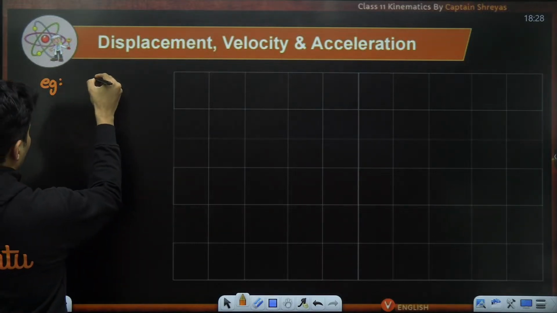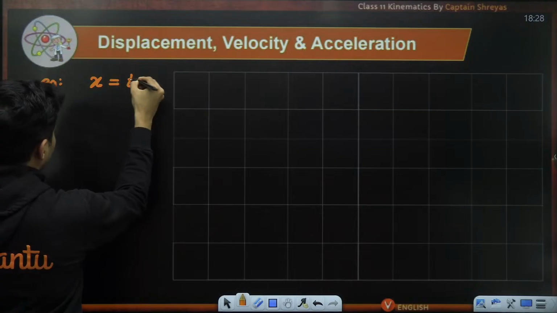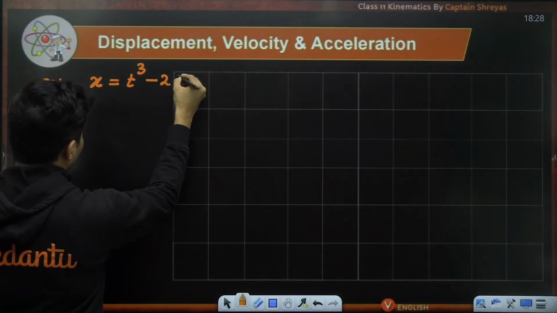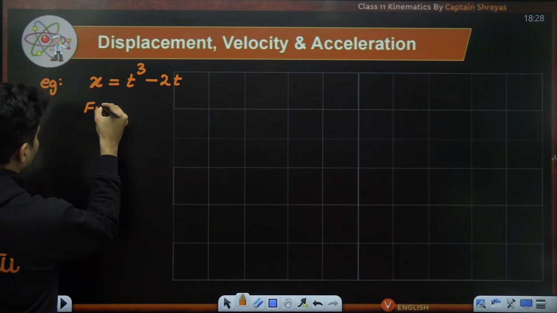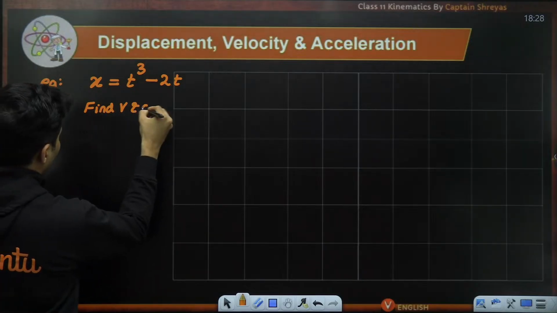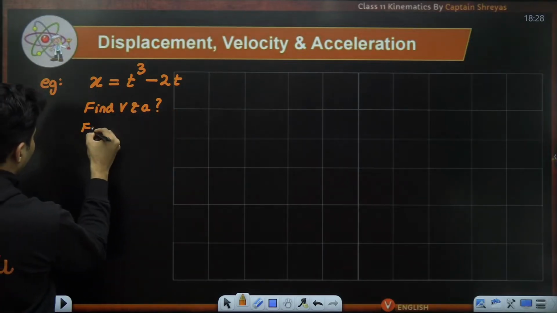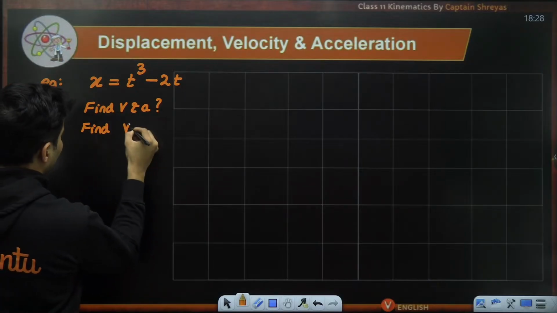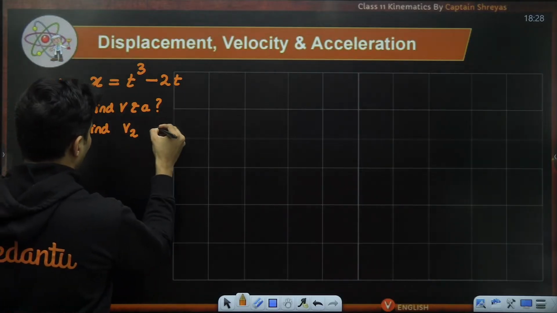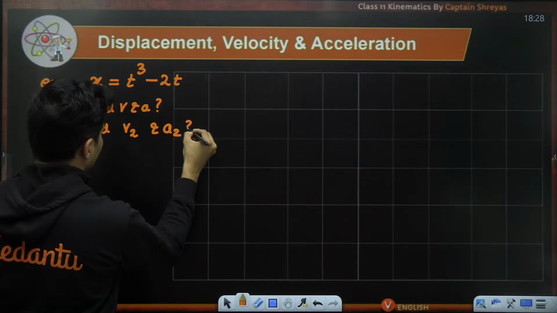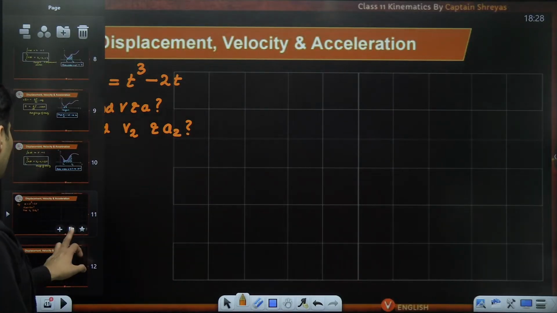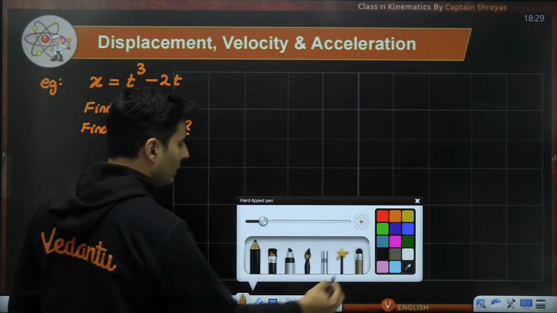Say for example, the position of a particle is t cube minus 2t. Can you quickly find the velocity and acceleration? Also find the velocity at 2 seconds and the acceleration at 2 seconds. Okay, can we quickly do this question? I think we can easily do it.